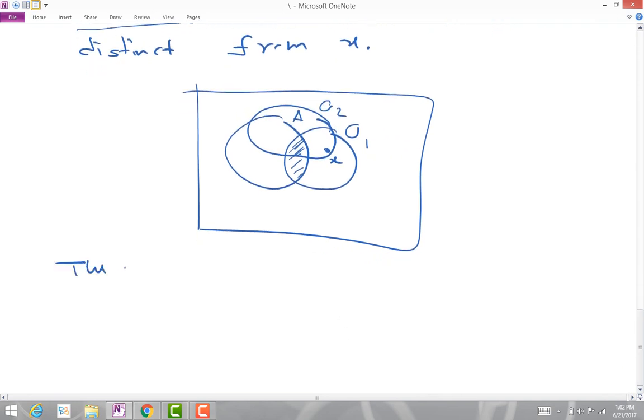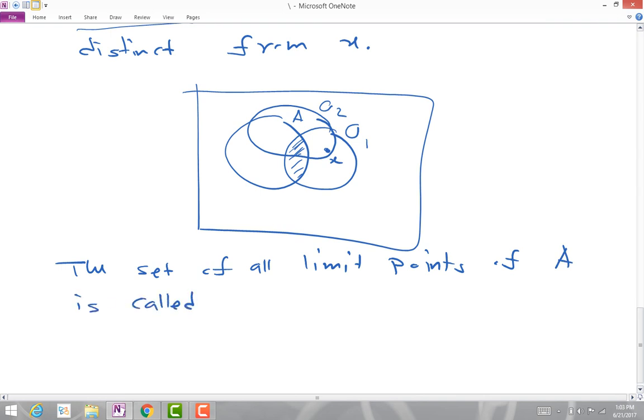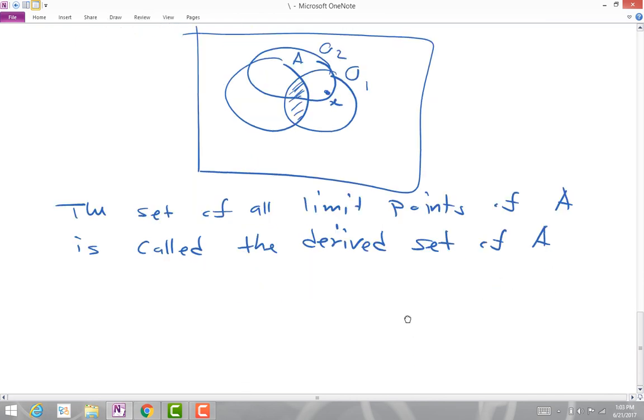And if I collect all the limit points, the set of all limit points of A is called the derived set of A, and since it's derived, it's like the derivative, we use the notation A prime to indicate the derived set.